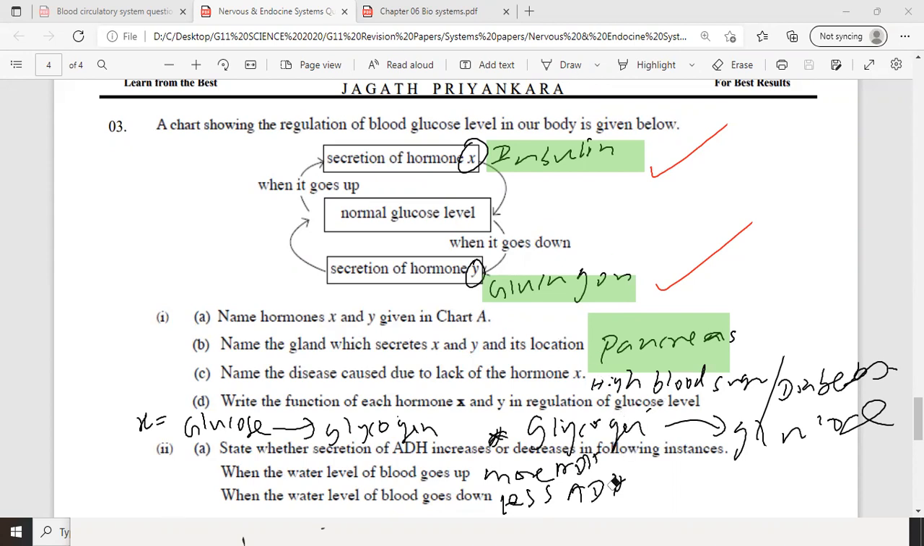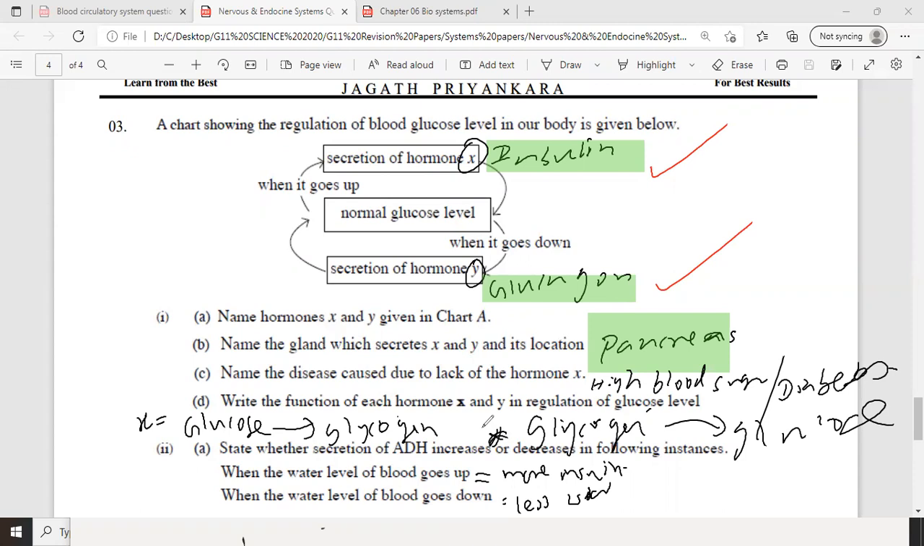Therefore, other than excretion, what is the other function of your kidney? Regulation of water level. When water level goes up, less ADH. When blood water level goes down, more ADH. That's all now. Remember the antidiuretic hormone, it's very important. Otherwise, how can you control the water level in your body?